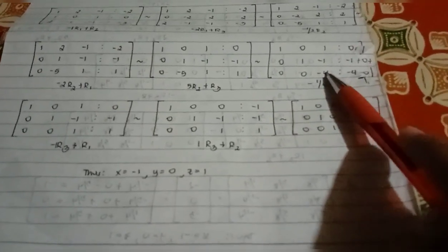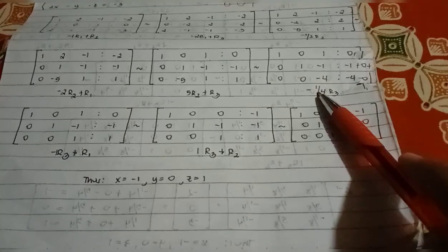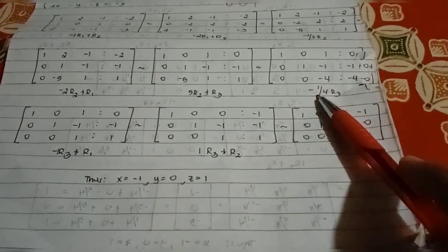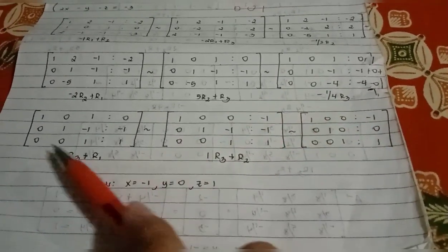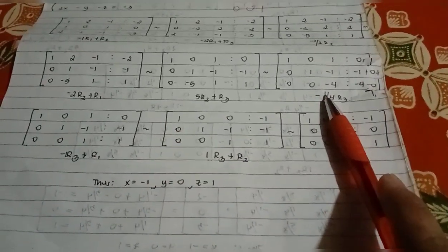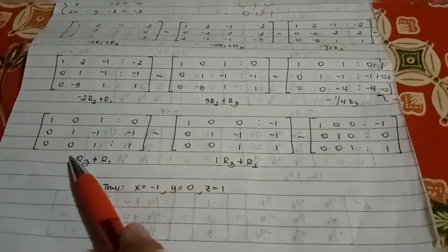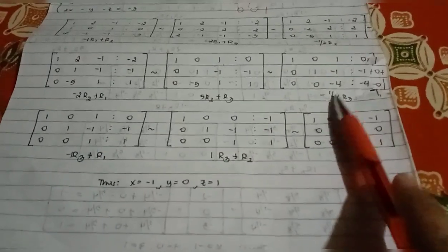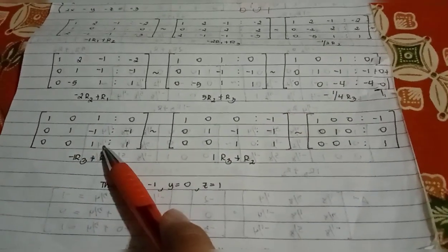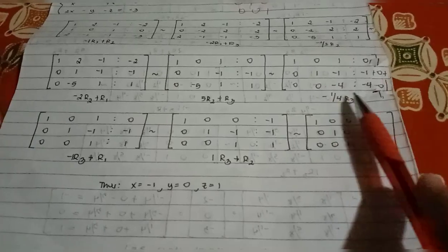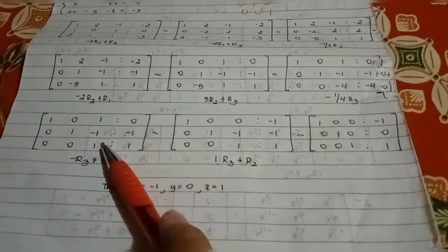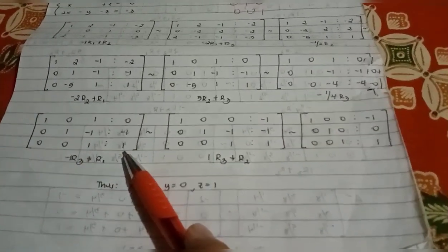The first goal is the third row, which we need to make 1. To make it 1, we multiply it by negative 1/4. Negative 1/4 times 0 equals 0. Negative 1/4 times 0 equals 0. Negative 1/4 times negative 4 equals 1, and again negative 1/4 times negative 4 equals 1.